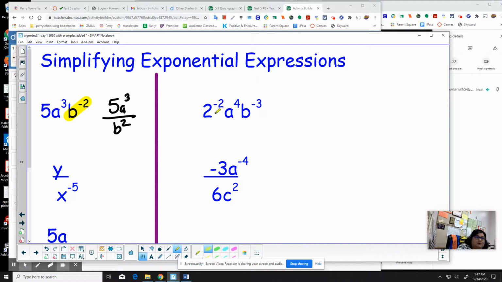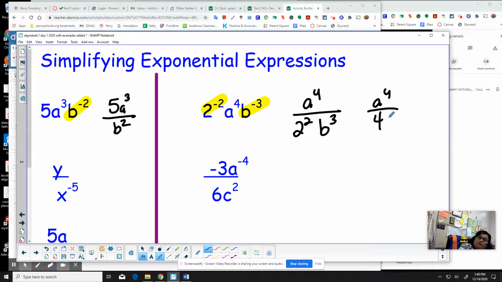Okay, as we look at the next one, we've got 2 unhappy ones that need to go to the bottom. The a is happy where it's at, so he stays. 2 squared goes to the bottom, and b to the 3rd. And then I can evaluate 2 squared. So that's 4b to the 3rd in the denominator.